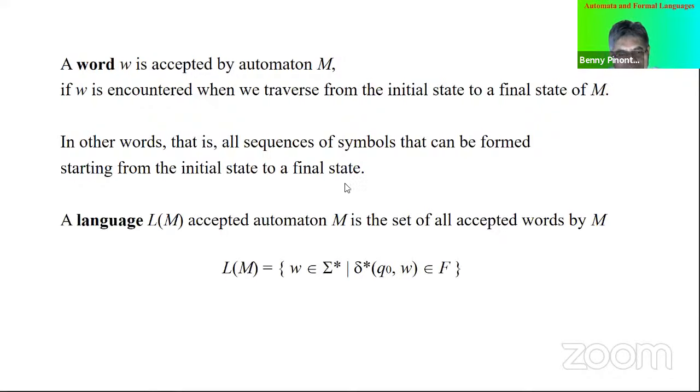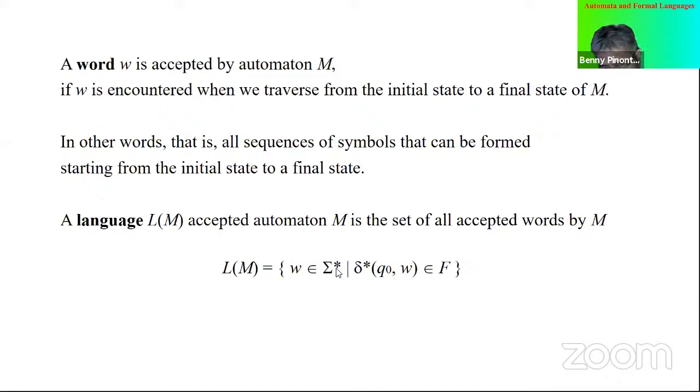And what is the language? The language is the set of all words accepted by the automaton. Formally, we denote that like this: the language of automaton M is the set of words W from the alphabet with the star.